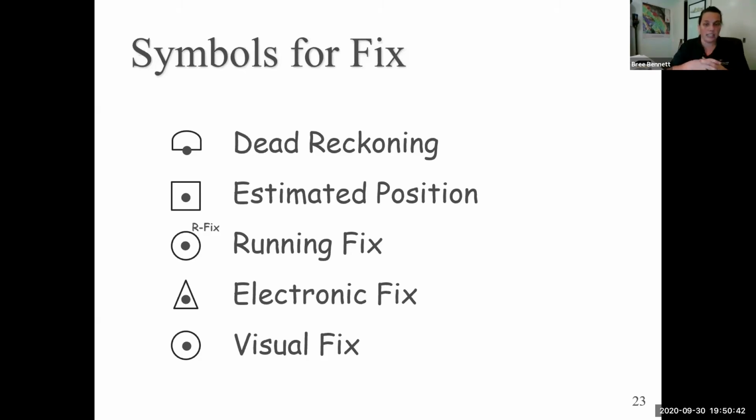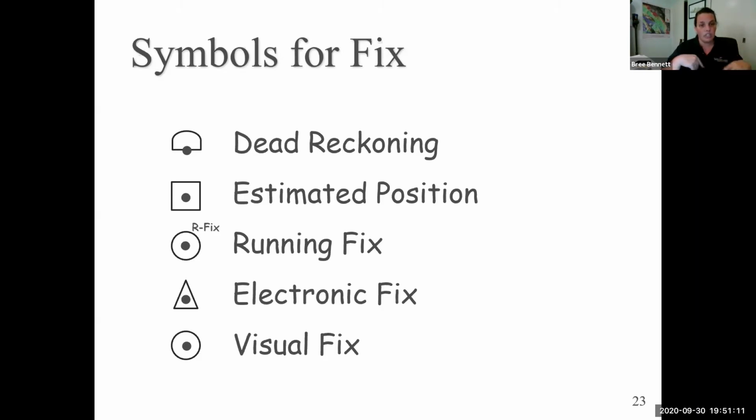That's your visual fix. So if we're looking at the hierarchy here, dead reckoning is kind of that least reliable or accurate, if you will, but it's better than nothing. It's better than being, hey, I'm in the Pacific Ocean, hopefully. It's just a calculated position. Then we have an estimated position that gives us a little bit more information. Then we have a running fix that gives us a little bit more information.